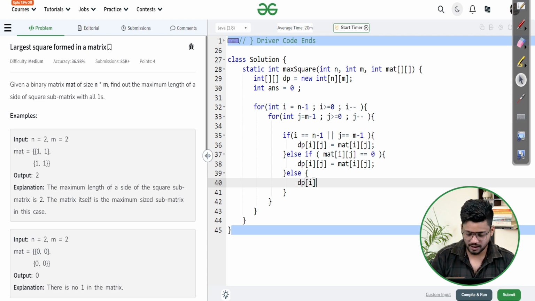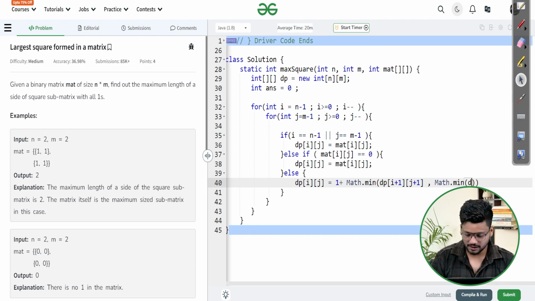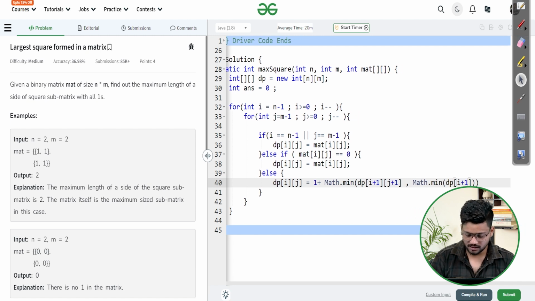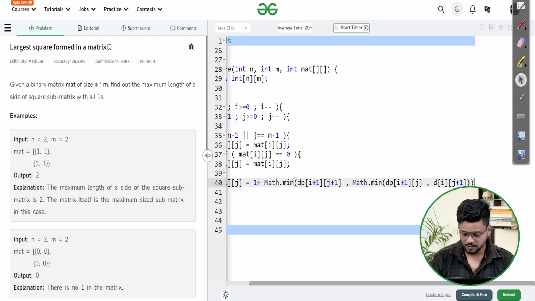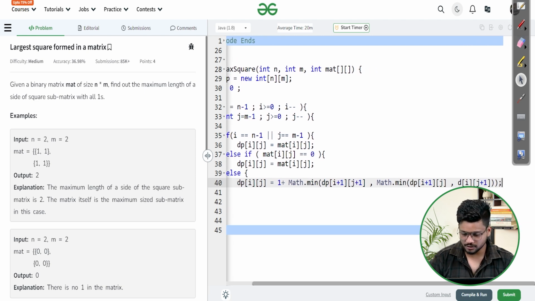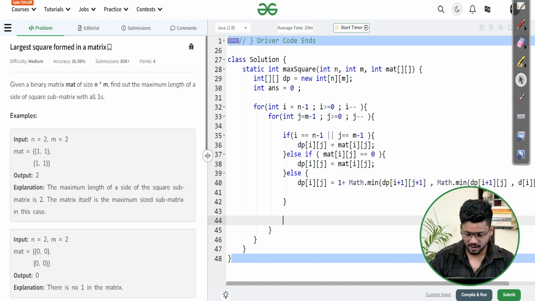Then else, if these are not the conditions, then dp of i j is going to have 1 plus the minimum of the three values. So we have to use Math.min. I'm using this formula, Math.min dp of, so firstly I will put the diagonal part, that is dp of i plus 1 and j plus 1, and after this I will find the minimum of the other two, vertical and horizontal values. That is dp of i plus 1 and j, and then dp of i and j plus 1. So this is how we will put the values, and we will find the minimum.